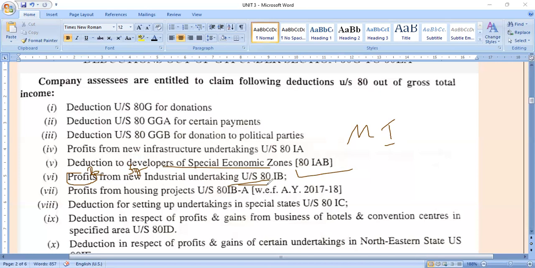Okay. So in certain cases, government is encouraging setting up of new industrial undertakings, like for the country's development, we require. See, what is the biggest importing item in our country? What we are importing in large number?